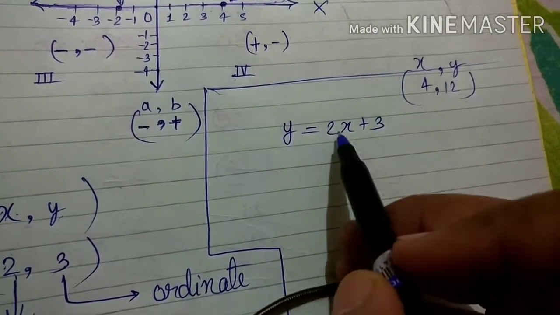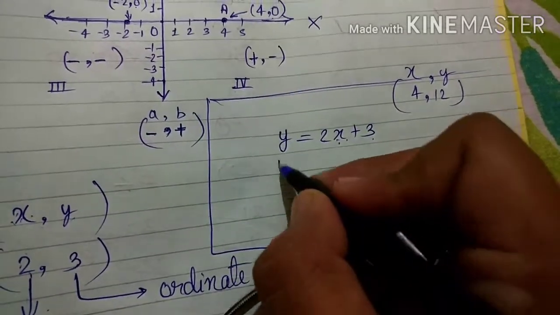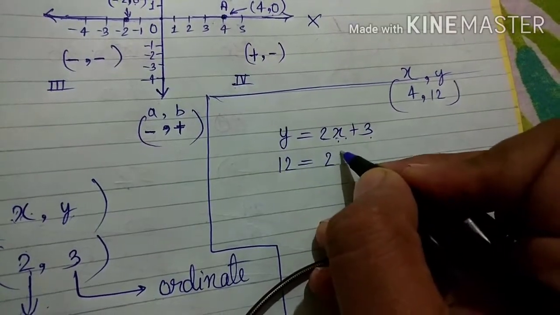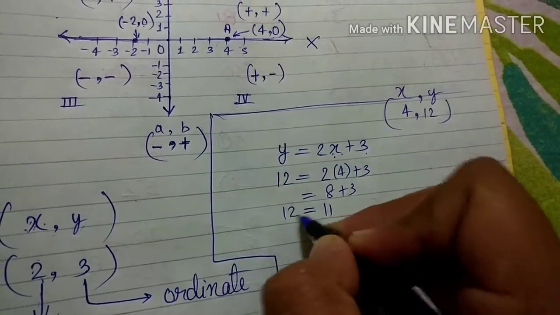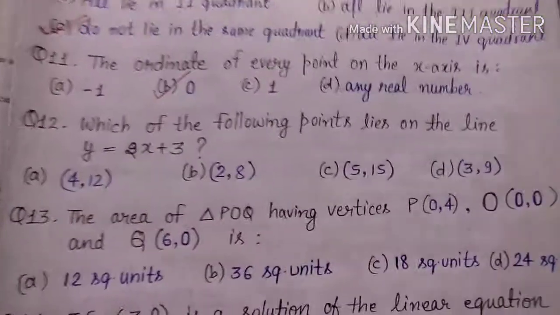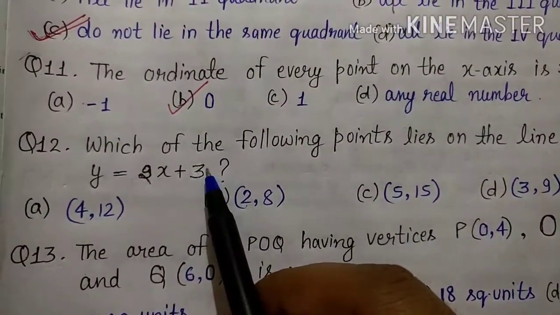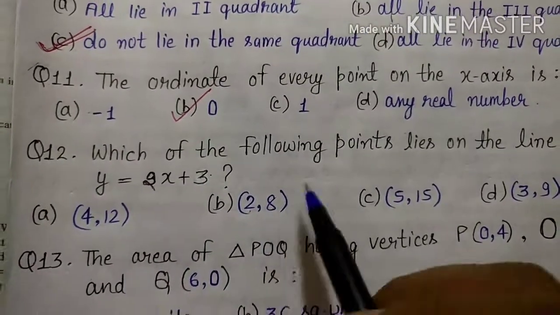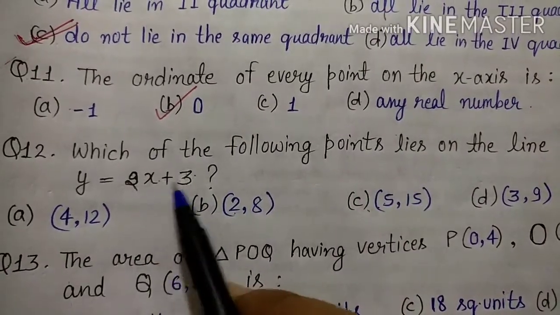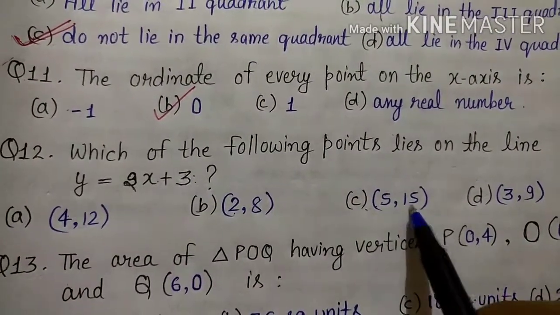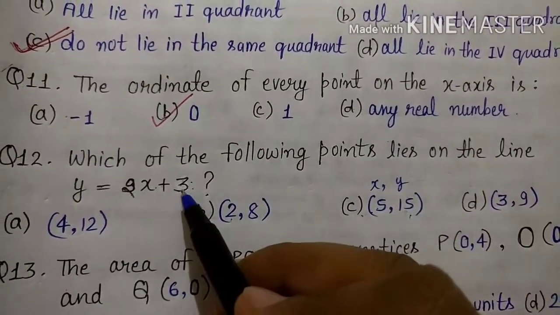In place of x we put 4. 2 4s are 8, 8 plus 3 is 11. And the y value is 12. 11 is not equal to 12. This is not the correct answer. 2 comma 8: we put 2 in place of x. 2 2s are 4, 4 plus 3 is 7, and 7 is not equal to 8. It is also wrong. Now the third point, part C: 5 in place of x. 2 5s are 10, 10 plus 3 is 13. This is the value of x and y, so y is 15. Is 13 equal to 15?